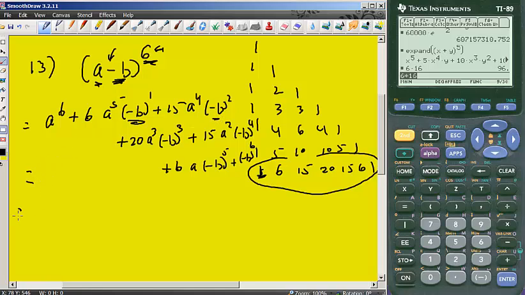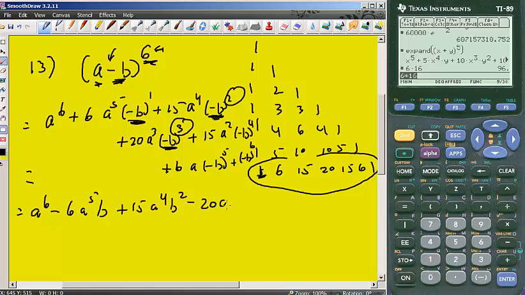The final answer is going to be a to the sixth. Since that's going to be negative, my answer is going to be negative 6a to the fifth b. But this negative is getting squared, so that'll be positive 15a to the fourth b to the second. And this is negative, and we're cubing it, so we're going to get a negative answer. Negative 20a to the third b to the third.